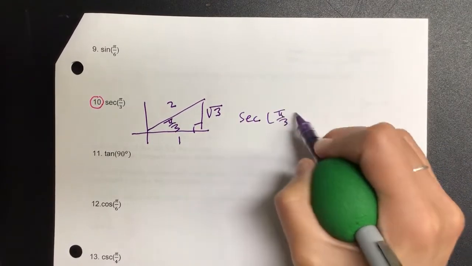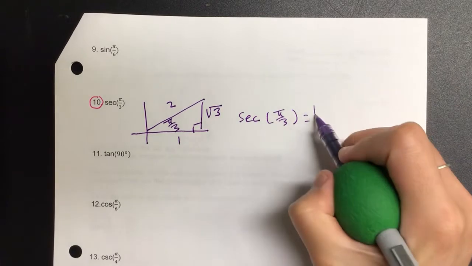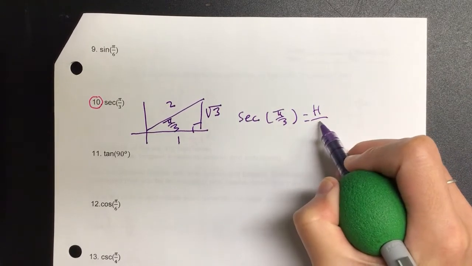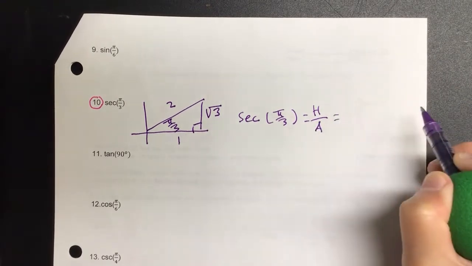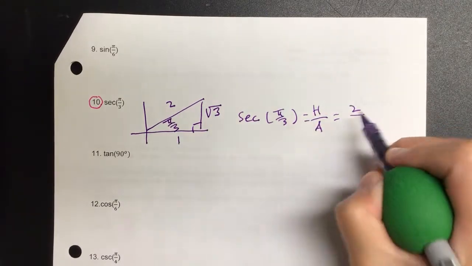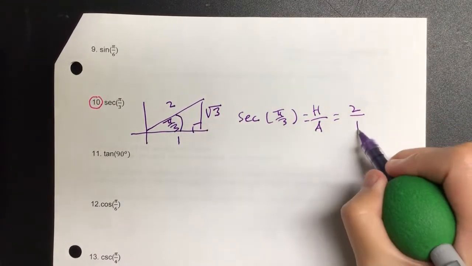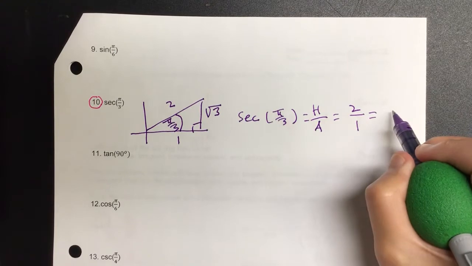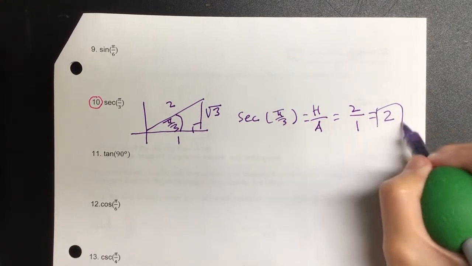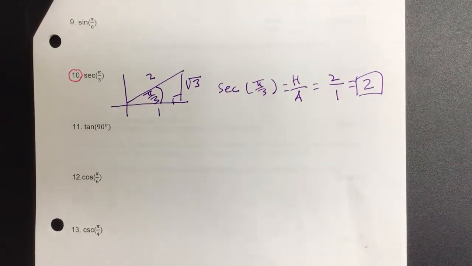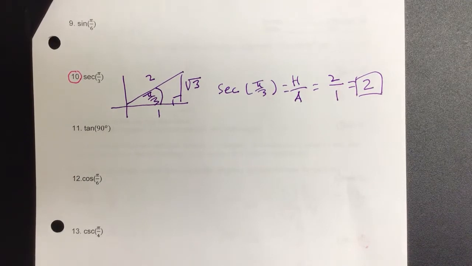So let's write out the ratio. Secant of pi over 3. And secant is hypotenuse over the what? Adjacent. And our hypotenuse in this one is 2. Adjacent from pi over 3 is 1. And so I could write out this one is 2. And this one I'm not going to transfer to the unit circle since we're only looking at sine and cosine on the unit circle. Okay?